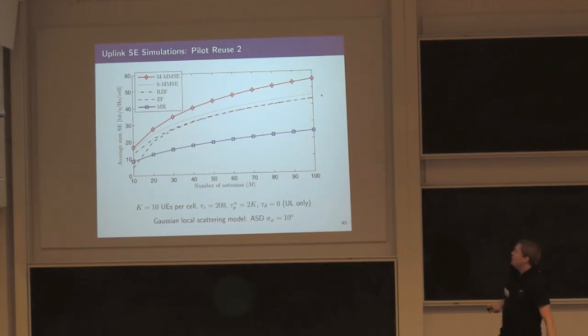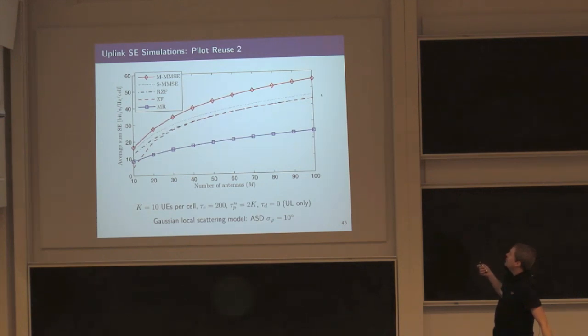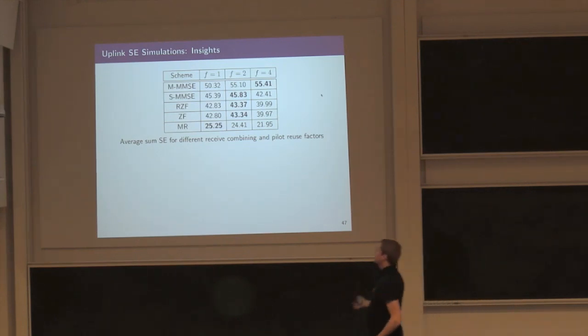If we go up to a pilot reuse factor of 4, we can see that the curve for multicell MMSE goes up slightly, but the other curves go down again. Otherwise it is the same behavior. Let's summarize this in a table, for the case when you have 100 antennas and 10 users.